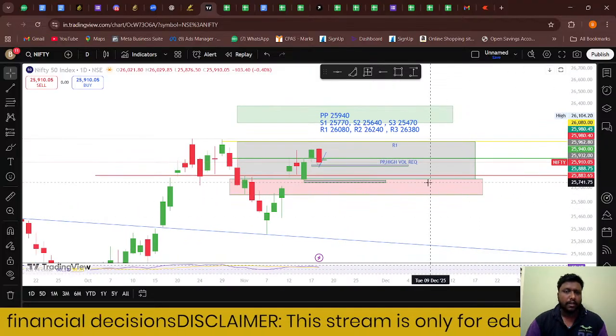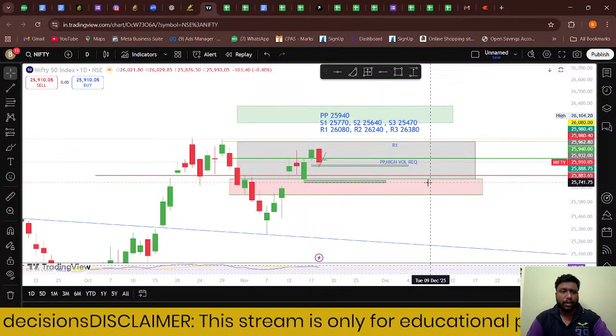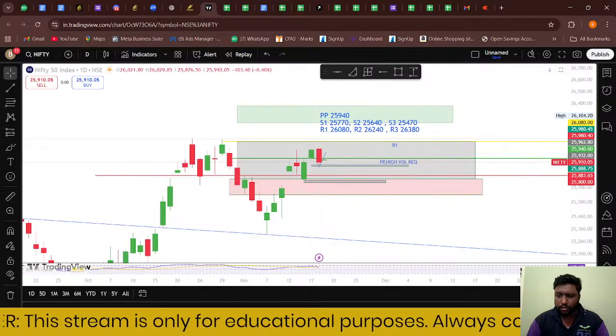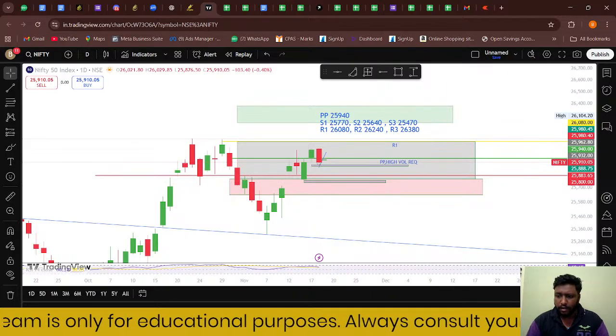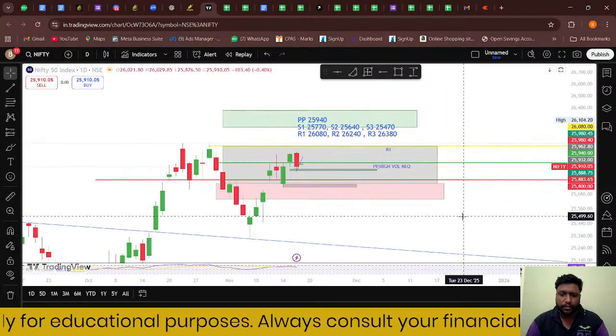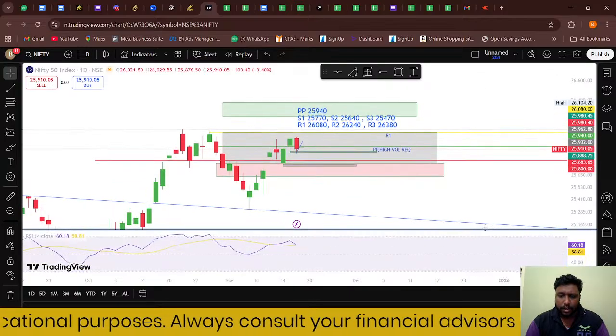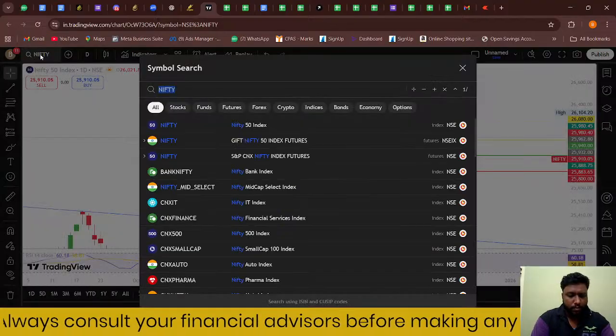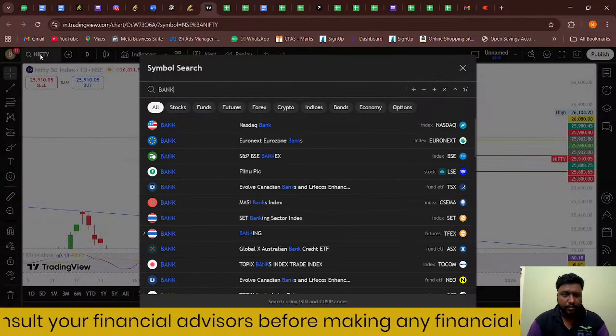So these are the zones and levels for Nifty 50 today. So we will have a quick look at Bank Nifty also. We will get a pre-market update within 2 minutes. We will see that as well. So then we will come back to this RSI part, how it's gonna behave. So we will move on to the Bank Nifty side.